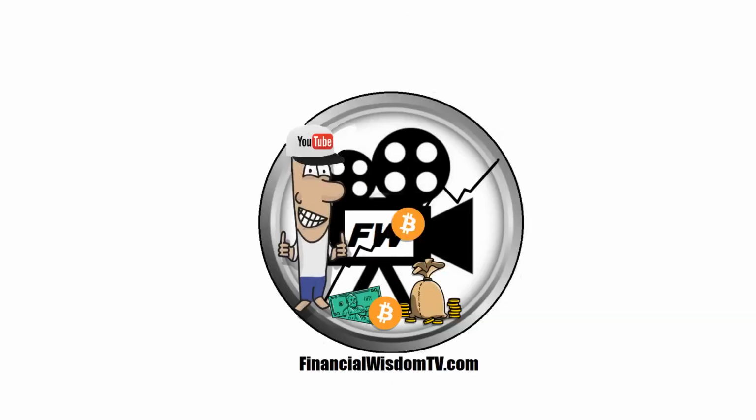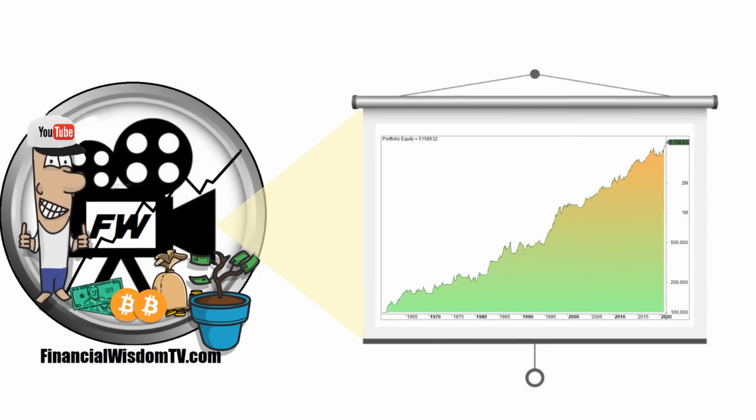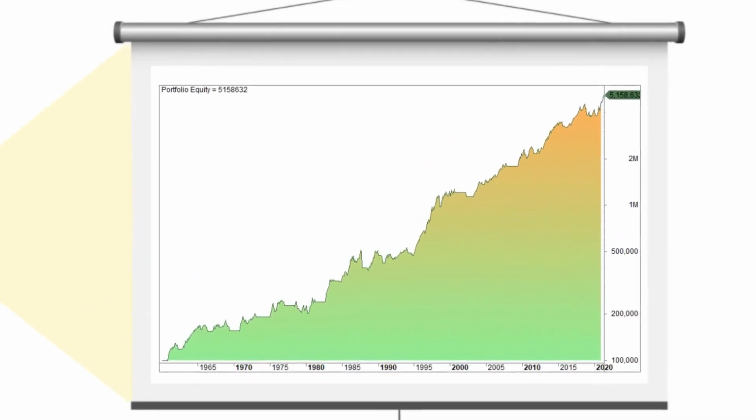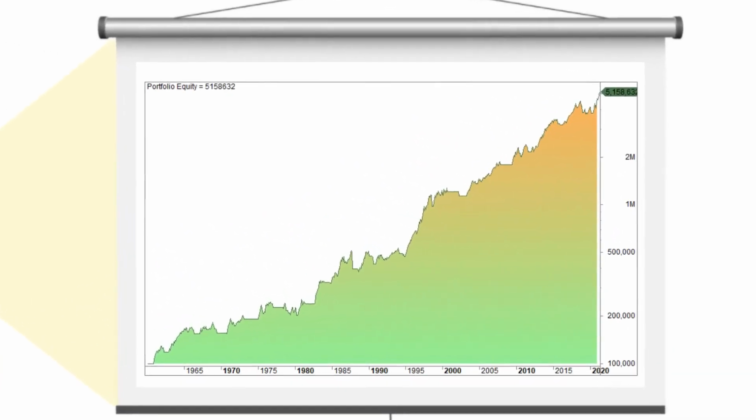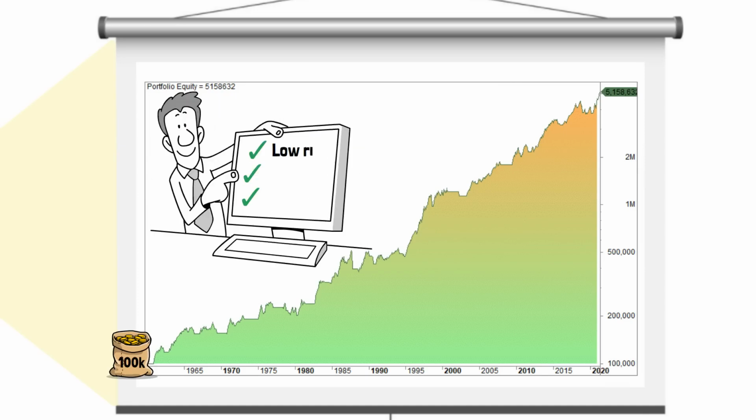Hi all. For anyone that trades or invests in the financial markets, this could be one of the most beneficial videos to date. This equity curve runs from 1960 through to 2020, turning a 100,000 investment into over 5 million, but perhaps more importantly, with controlled drawdown.